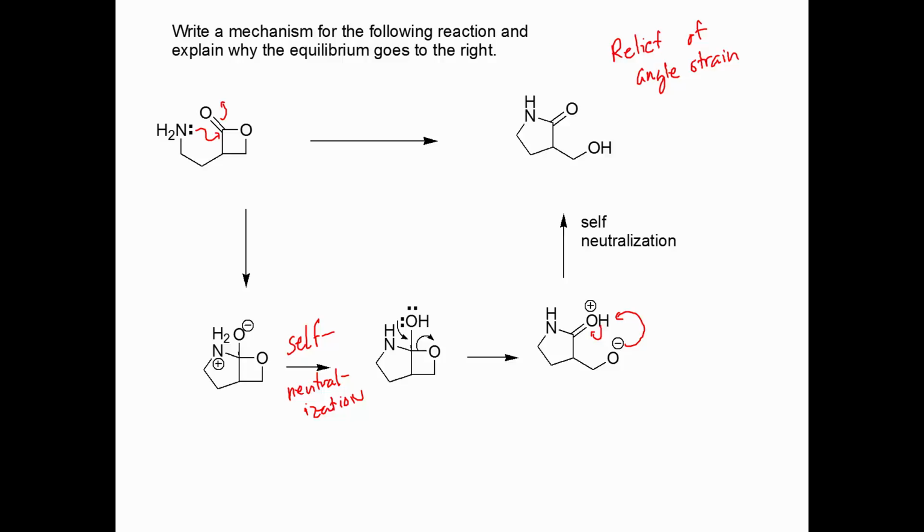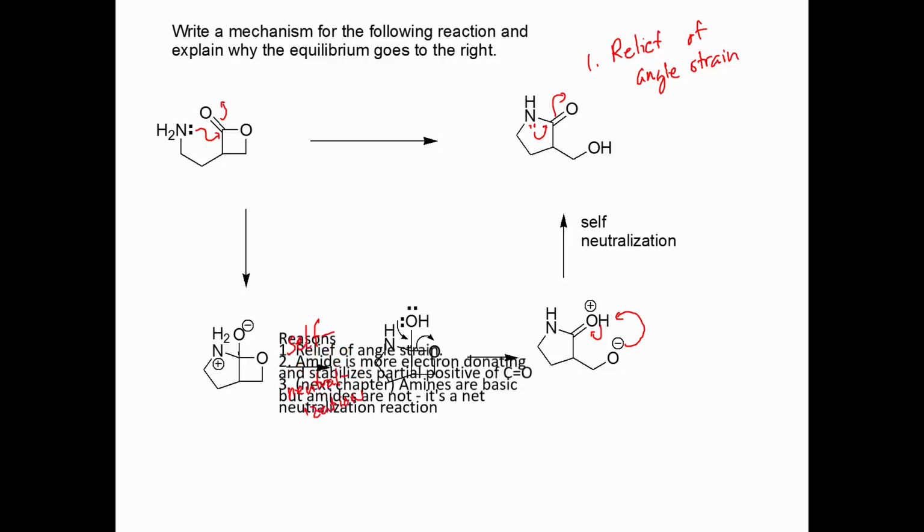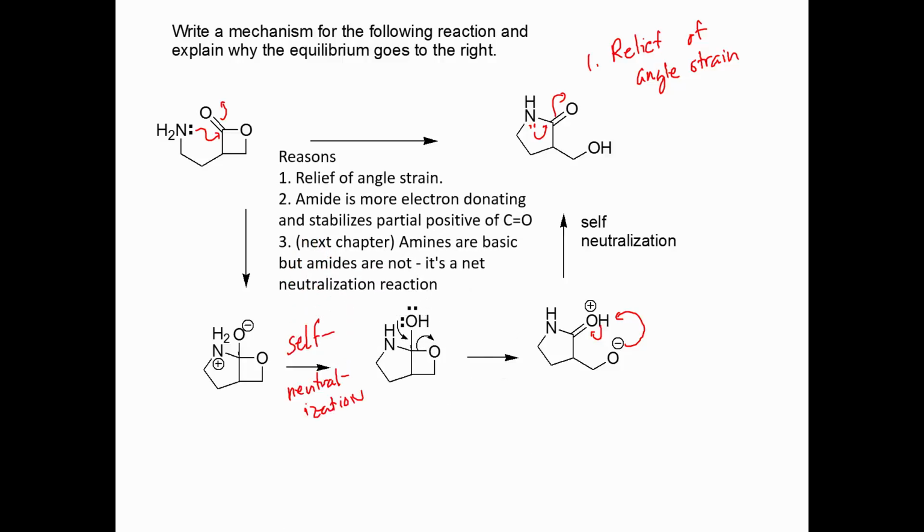Okay, reason number 1 is that it's relieving angle strain. Reason number 2 is that in amides we have a much stronger resonance interaction with the adjacent lone pair. So that's probably the more important reason right there. Even if this lactone ring was not strained, this reaction would still proceed to the right. Okay, I think this is the last of the esters. Okay, that's just the answers there.